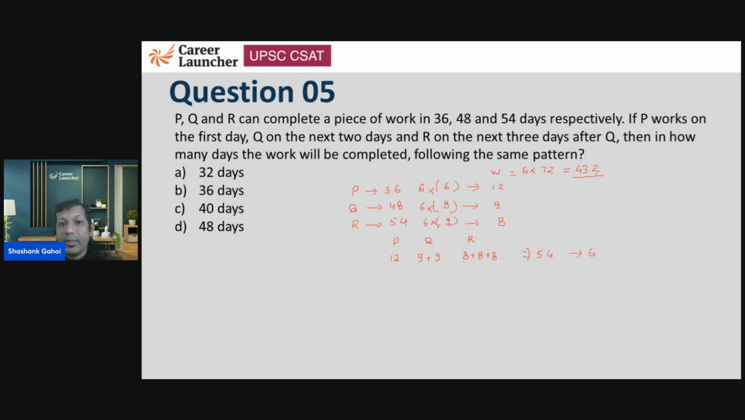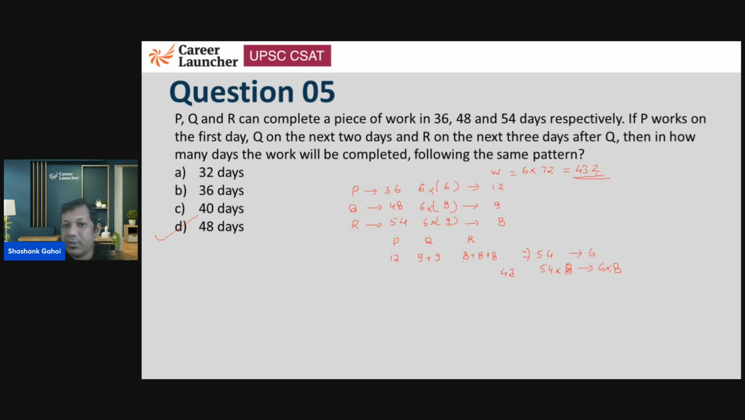Now I can say 54 into... sorry, 54 into 8. That is my total work. That is 432. 432, I can say that is 54 into 8. So 54 units is done in 6 days. So 54 into 8 units is going to be done in 6 into 8 days. So the total time taken to finish the job is going to be 48 days. That is going to be option D.